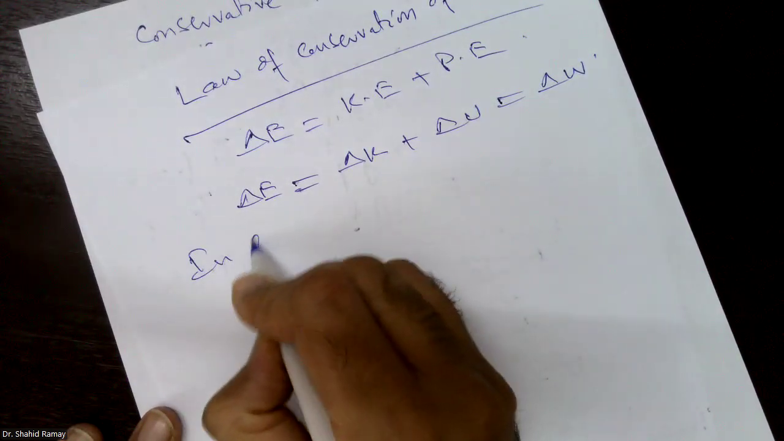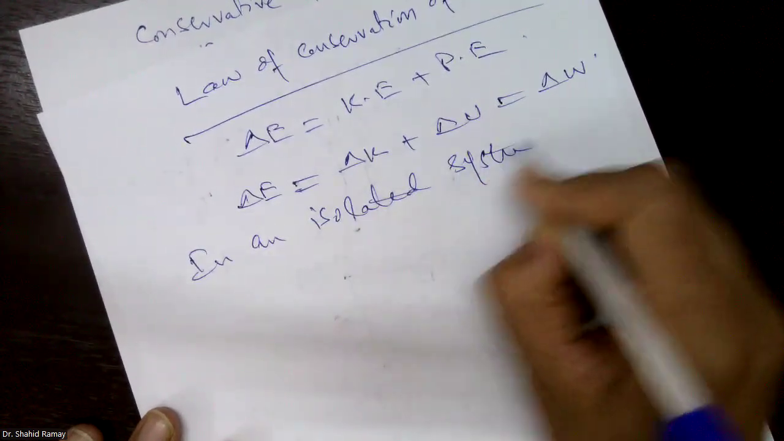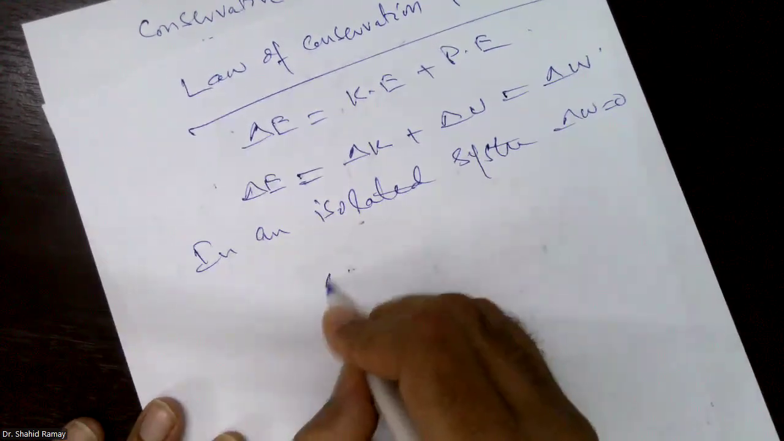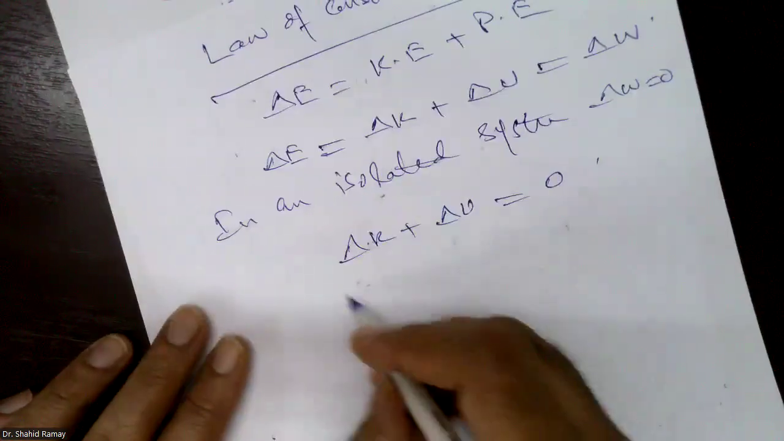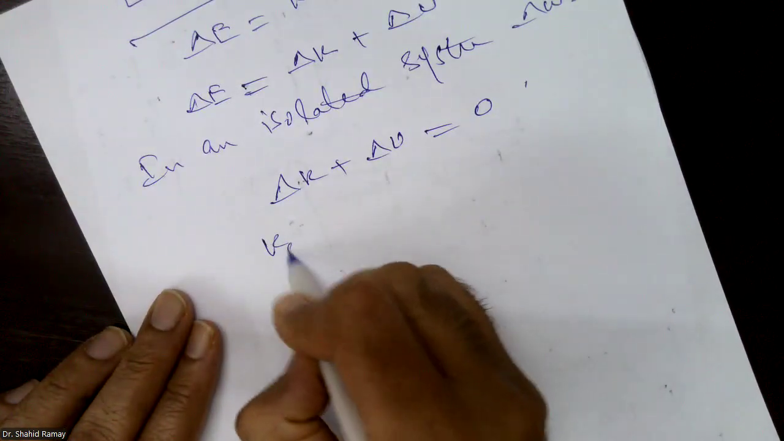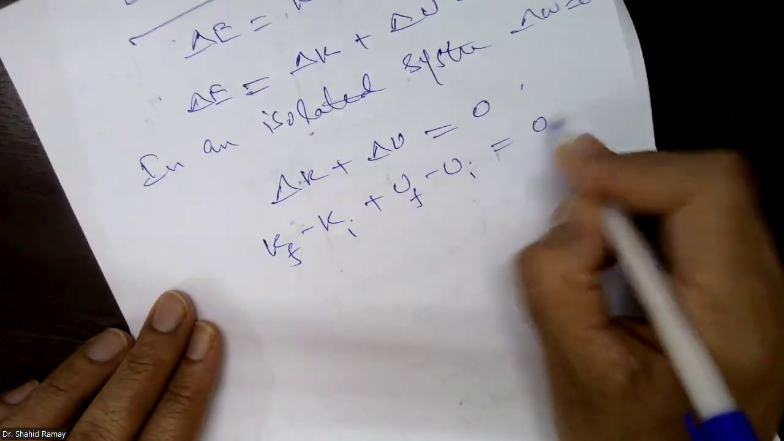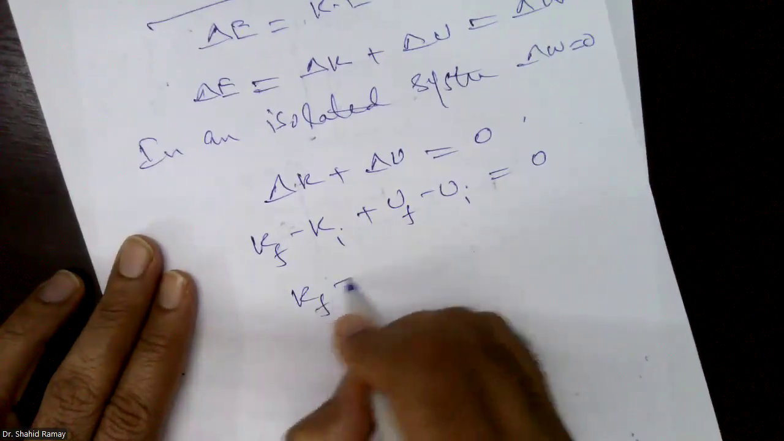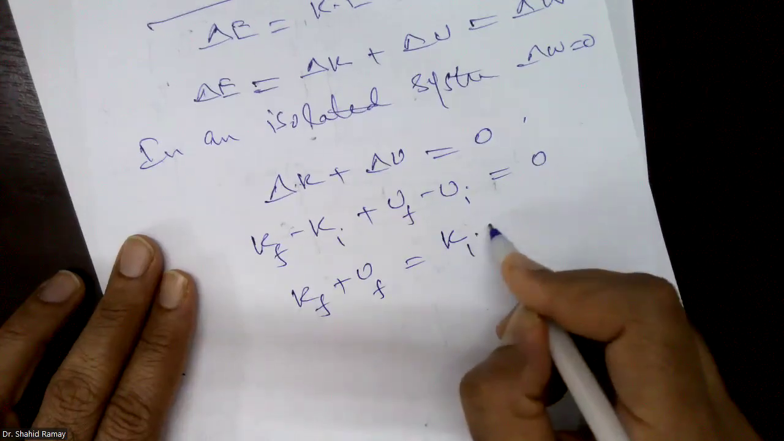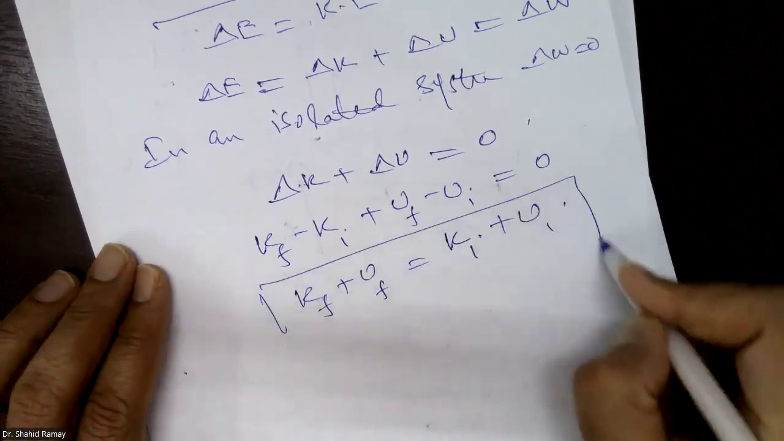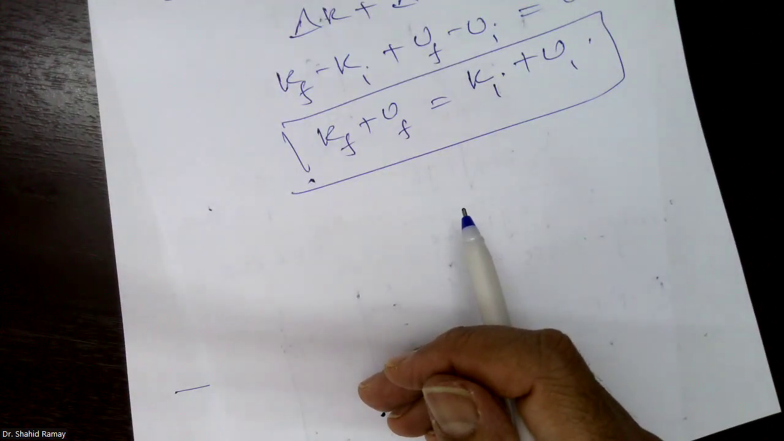So in an isolated system, delta W is equal to 0. So delta K plus delta U is equal to 0. You can write the equation Kf minus Ki plus Uf minus Ui is equal to 0. So Kf plus Uf is equal to, this will go to this side, Ki plus Ui. So you can write this equation in this form. This is an important relation.